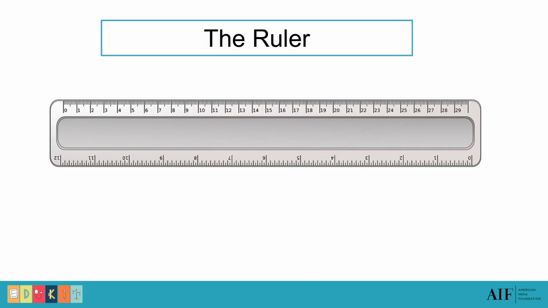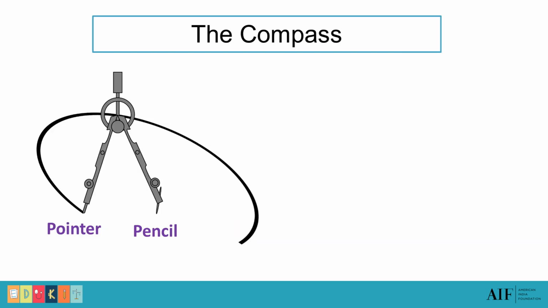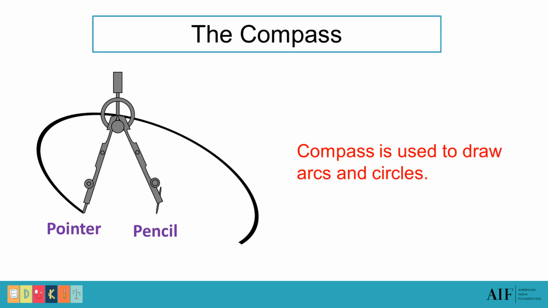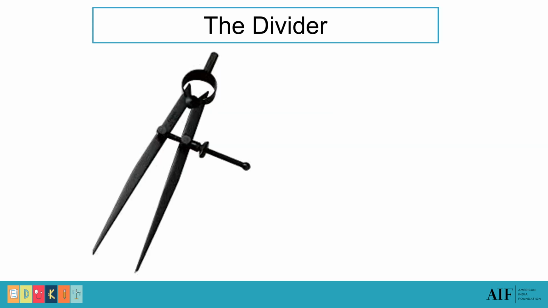The ruler is used to draw line segments and to measure their lengths. A compass, pointer, pencil. Compass is used to draw arcs and circles. Using the ruler and compasses, the following constructions can be made: a circle when the length of its radius is known, a line segment when its length is given, a perpendicular, an angle of a given measure.